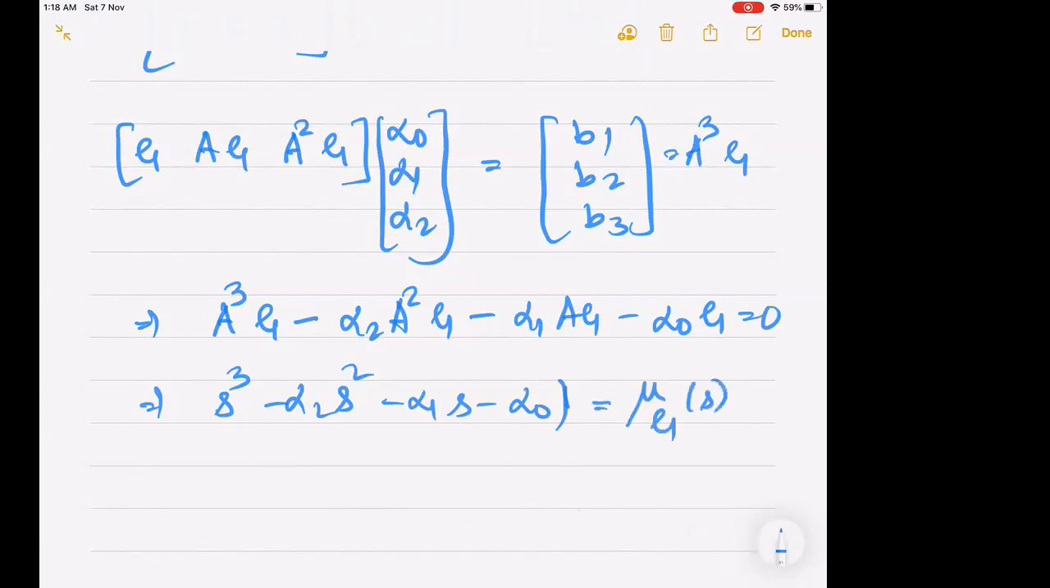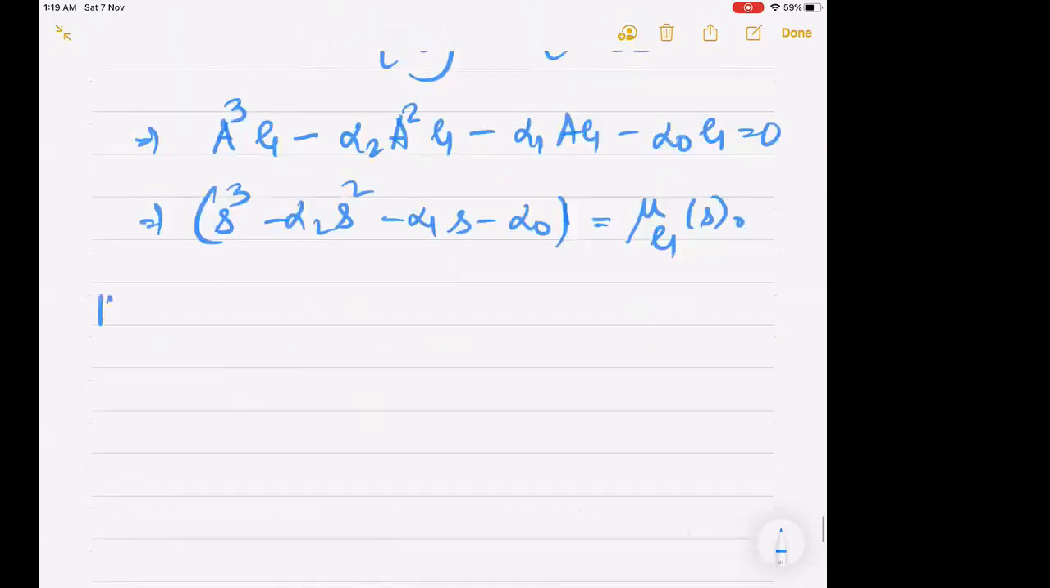So by this technique, I have to repeat this for E1, E2, E3. Then for those polynomials, I just have to find their LCM. That will be mu for the whole thing. So try this exercise for various different matrices. One homework could be just to complete this exercise.